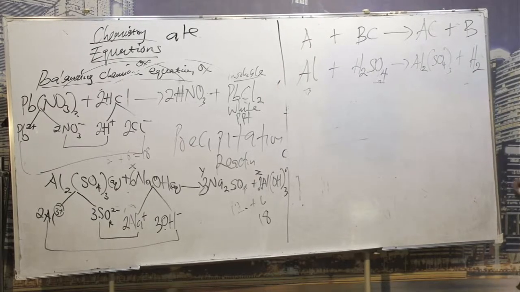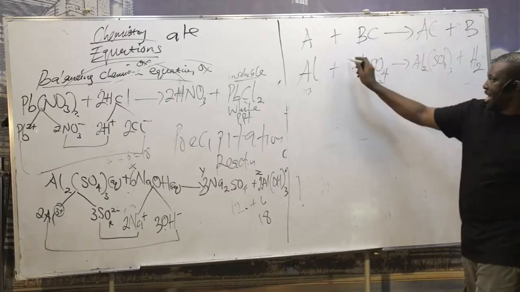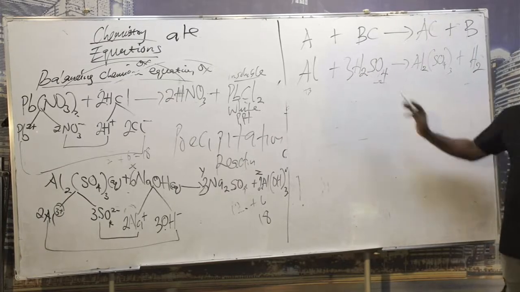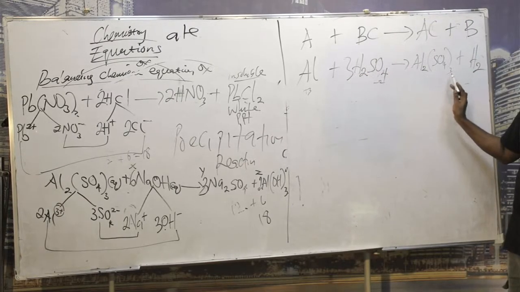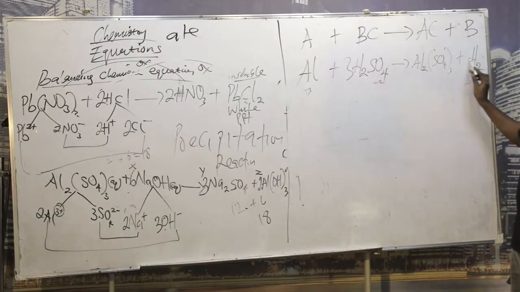H2. But you must balance the equation. See, when we are balancing, SO3 is 3, SO3 is just 1 here. What did you do here? Put 3, just for SO3 to balance. How many H do you have here now? 6.